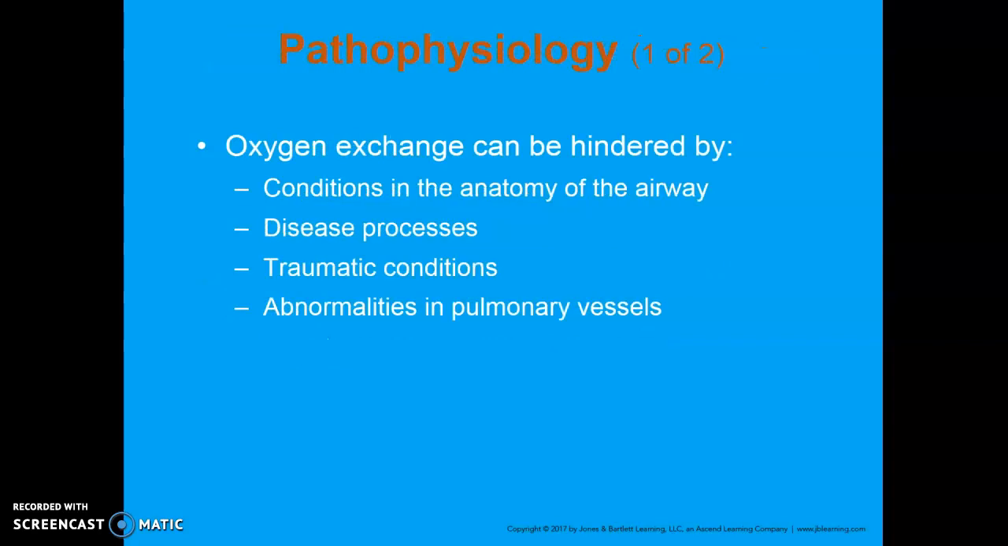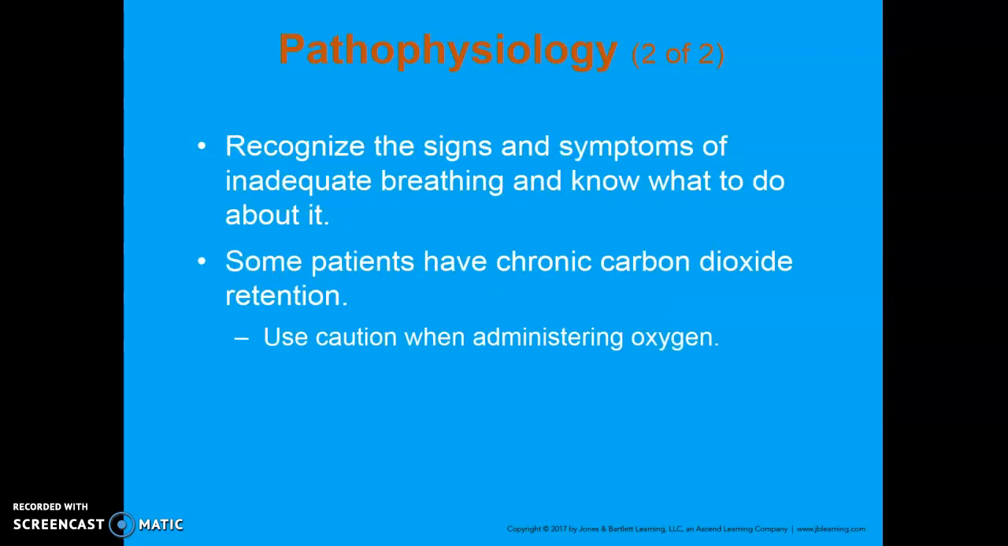Pathophysiology. There's several different ways that exchange of oxygen and carbon dioxide can be hindered. This can be conditions in the anatomy where it's just abnormal or there's some sort of pathologic problem going on with the actual anatomy. It could be a disease process, could be a traumatic condition, or there could be an abnormality within the pulmonary vessels that's going to interfere with that blood flow. It's definitely important for us to recognize the signs and symptoms of inadequate breathing and to know what to do about it, to figure out how to help our patients.